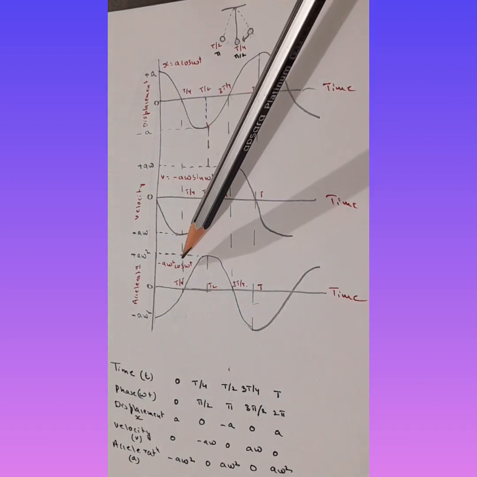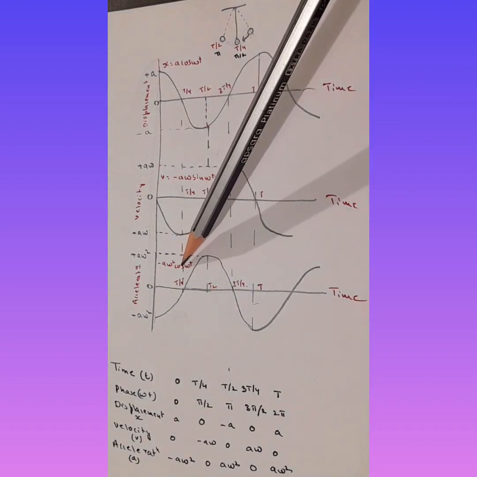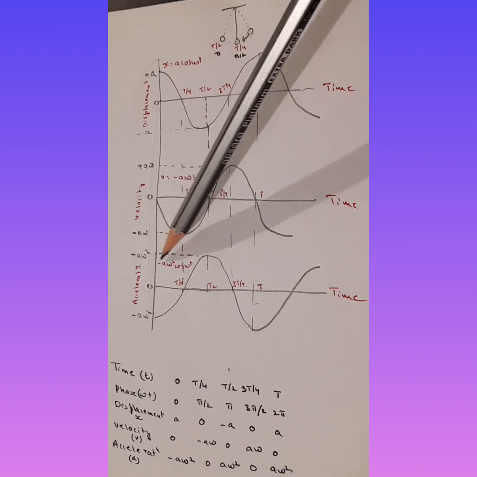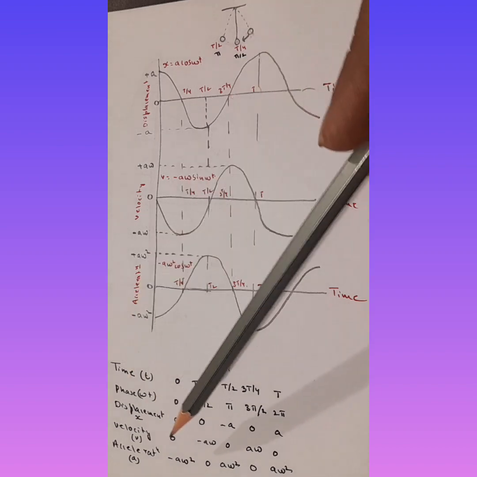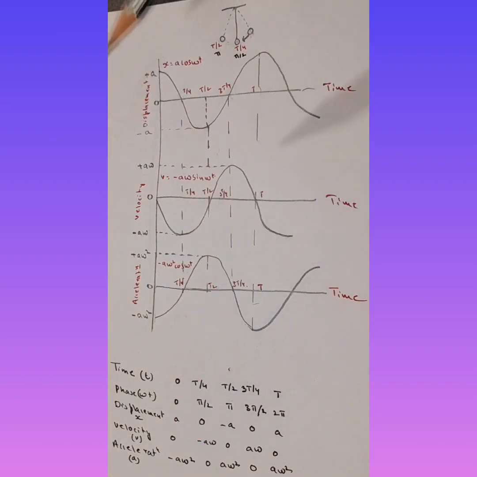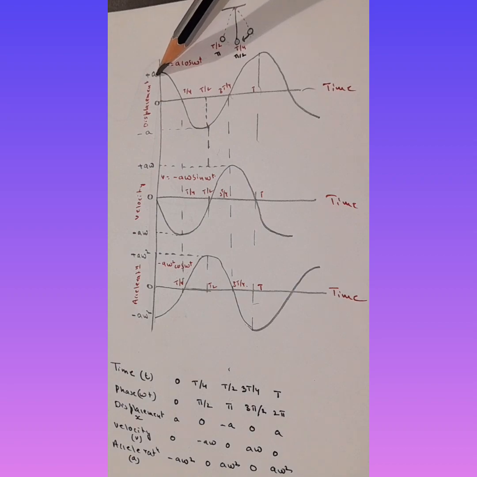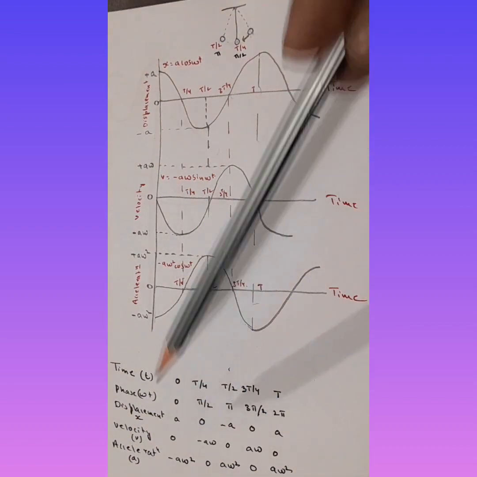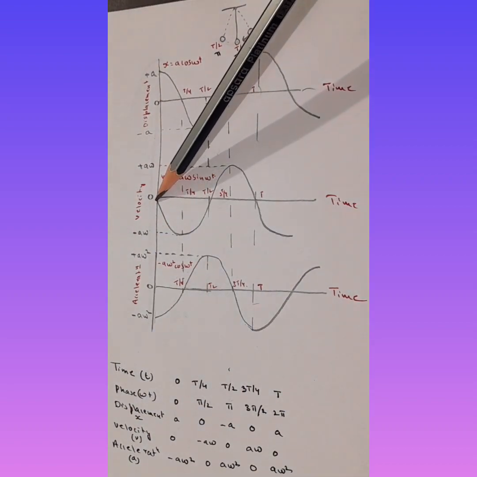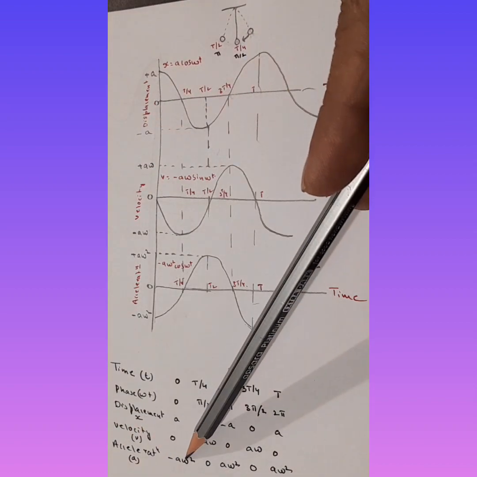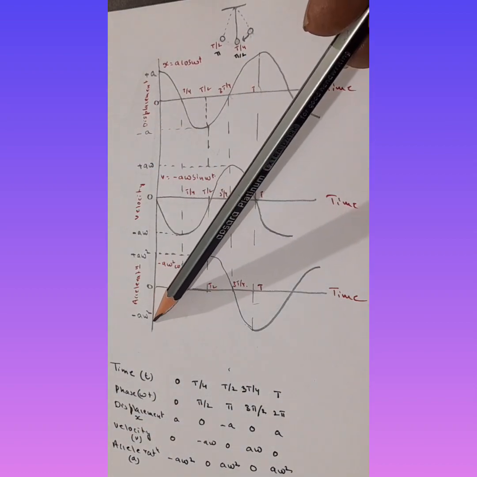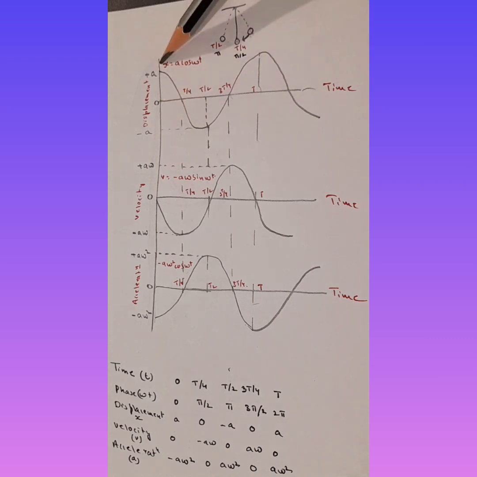Then in case of acceleration, it is again cos. So cos 0 is 1, so it gets the value of minus A omega square. And mind you, this is positive A, so it's starting from here. This is 0, so in case of velocity, it is starting from here. And this is minus A omega square, so it starts from here. So I hope this is all clear.